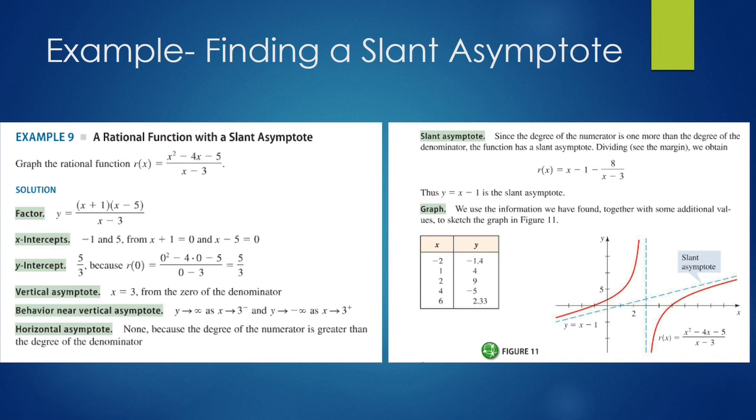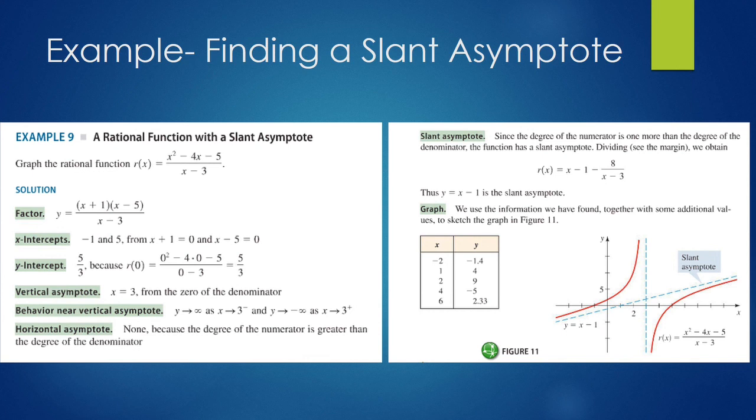So how do I do this? I'm going to first factor my numerator. There aren't any common factors, so I can't simplify. But from this, I know that my x-intercepts are -1 and 5, which I'm getting from my numerator. My y-intercept is 5/3, because when I plug in 0 for x, I get 5/3. And then my vertical asymptote is where my denominator would equal 0, so that gives me x equals 3.